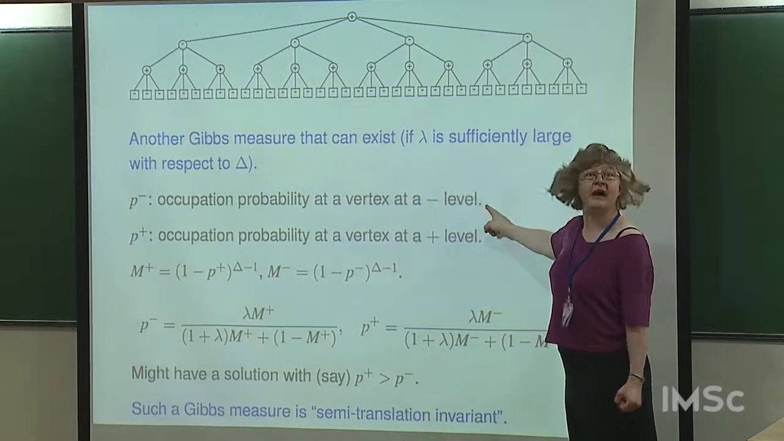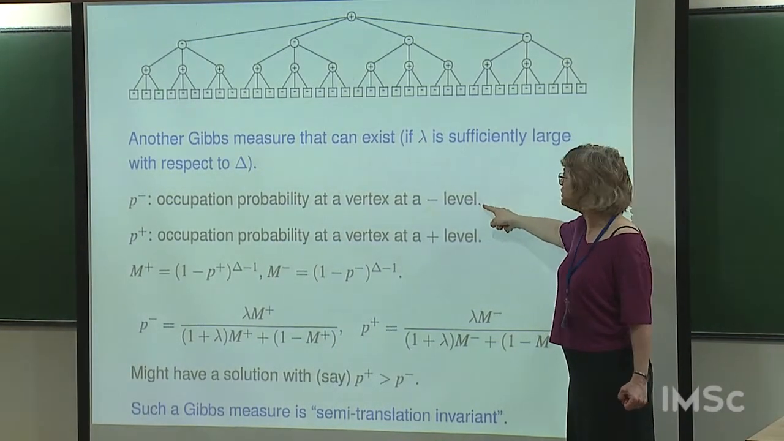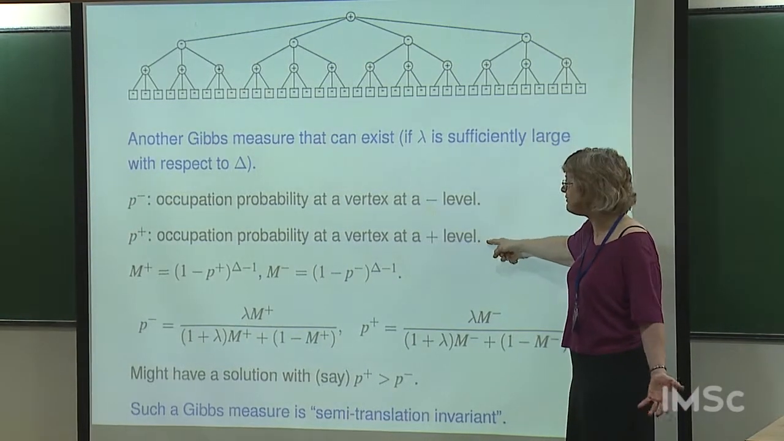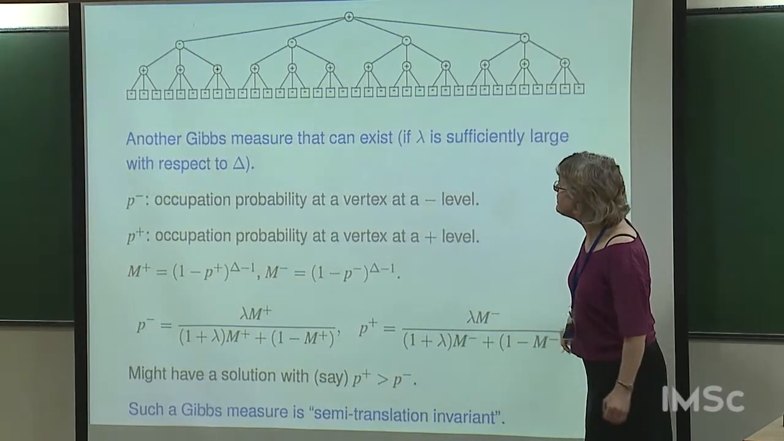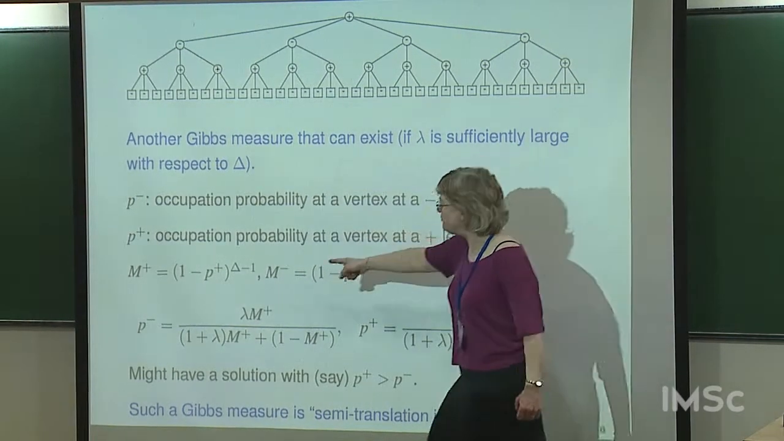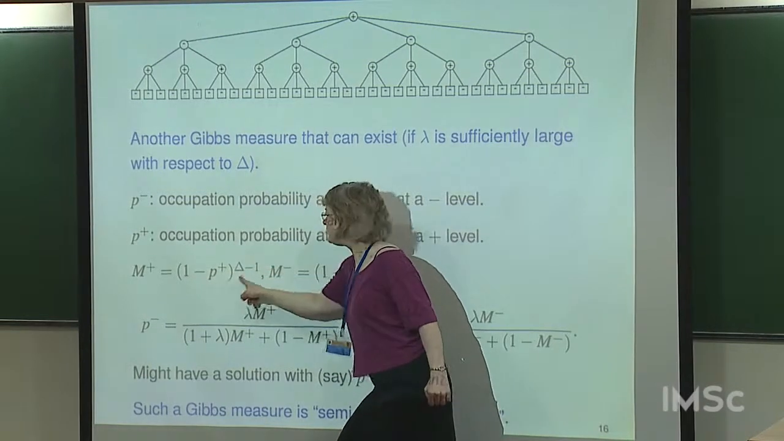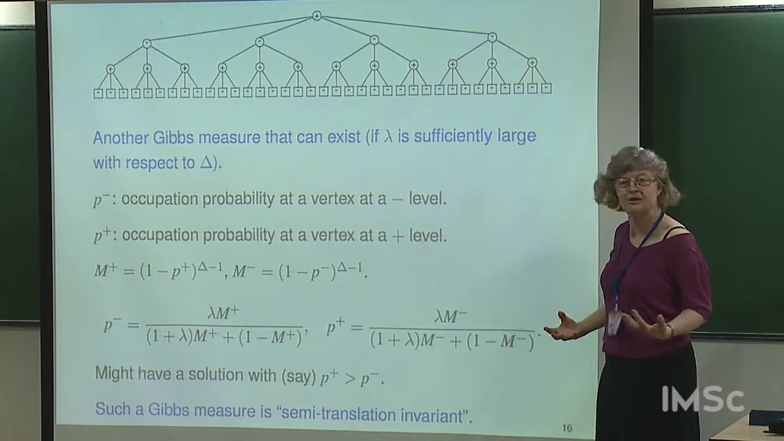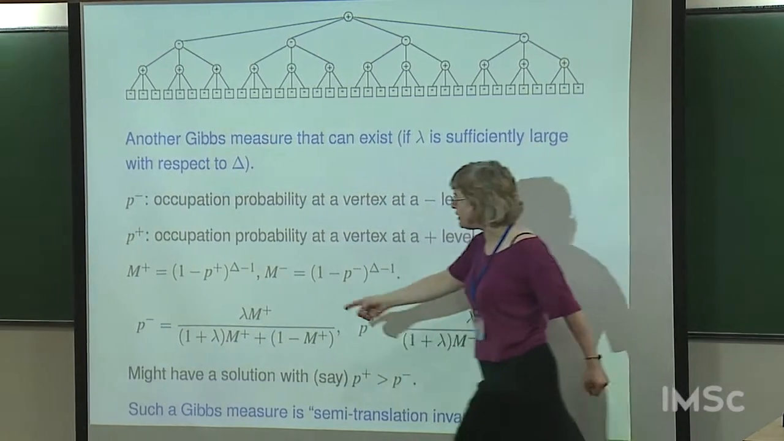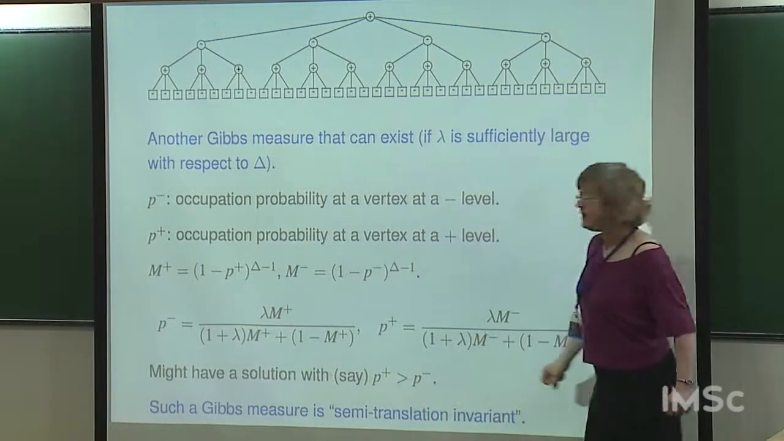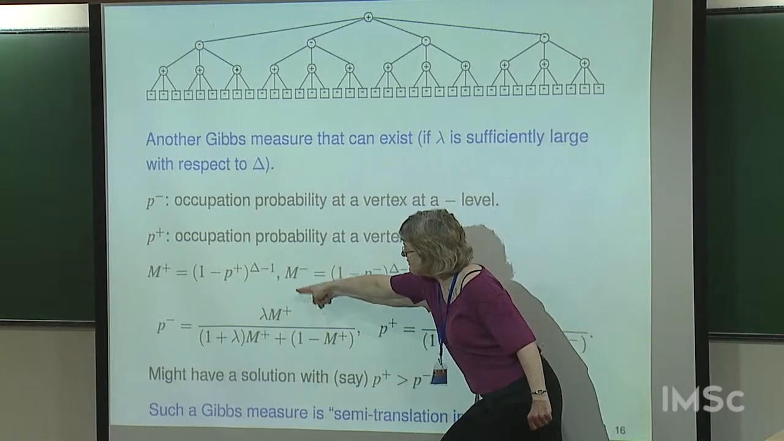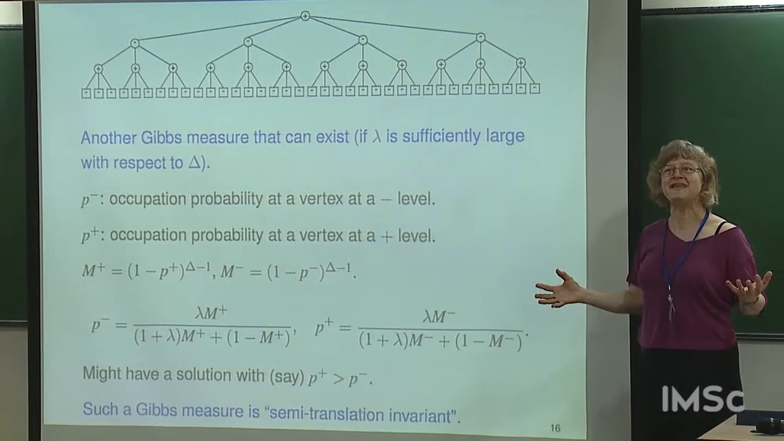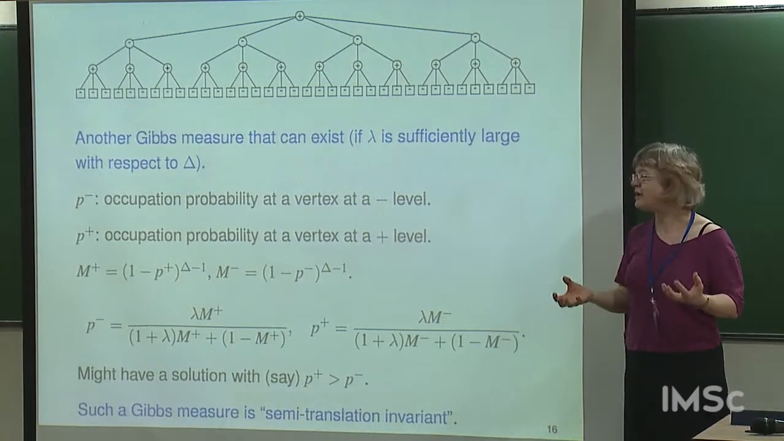So let's suppose that P minus is the occupation probability of a vertex at the minus level, and P plus the occupation probability of a vertex at the plus level. And then if I look at a vertex on the minus level, the probability that all its children are unoccupied is (1 minus P plus) to the delta minus 1. And so the equation for P minus is, I get lambda times this thing I'm calling m plus divided by the denominator. The details aren't very interesting. It's the same as before. I just decorated with pluses and minuses.